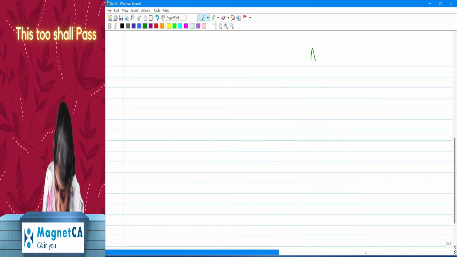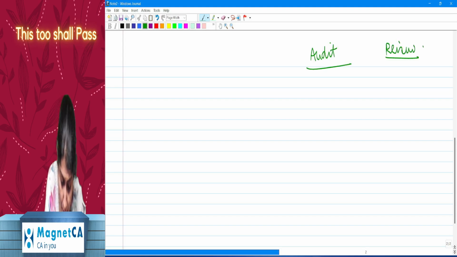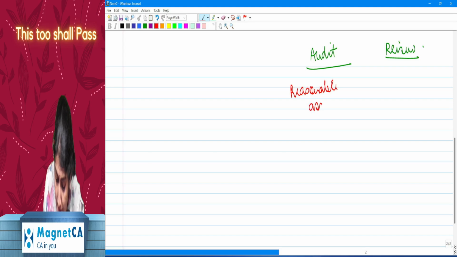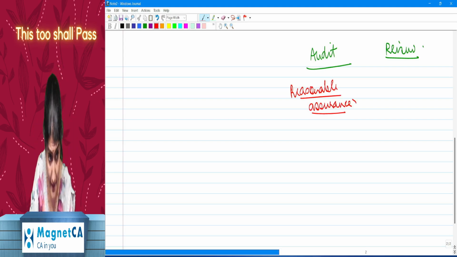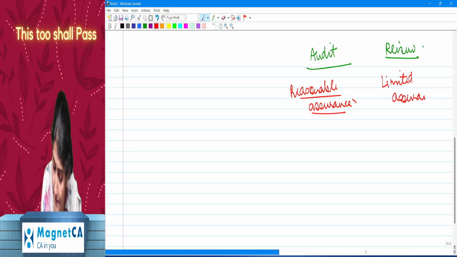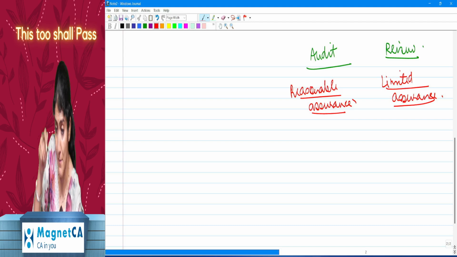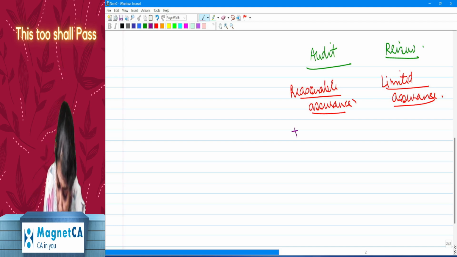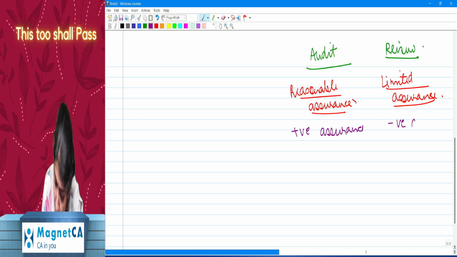Okay. Right. So now, when a CA has been appointed to do an audit of the financial statements, the CA will give a reasonable assurance that financial statements are free from material misstatement. But when that same CA is appointed to do a review of the financial statements, now he will give a limited assurance that the financial statements are free from material misstatement. Reasonable assurance is always given in the form of a positive assurance, and limited assurance is always given in the form of a negative assurance.